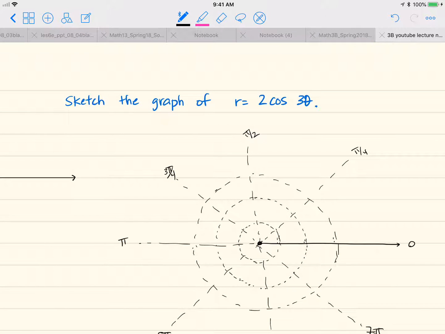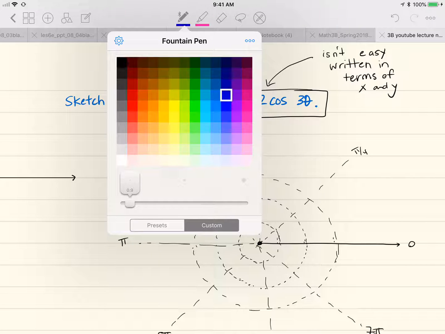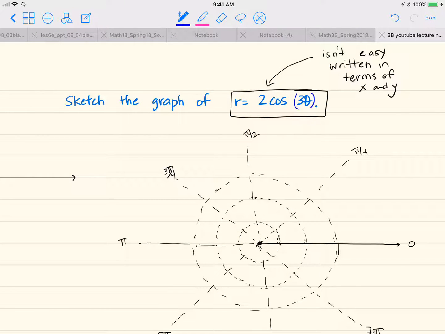Okay, so I want to show you how to sketch the graph of r equals 2 cosine 3 theta. And probably the key is that you can try to manipulate this equation, but it isn't easily written in terms of x and y. So you can play around and try to multiply and all of that. What we are left with is essentially trying to sketch. So you see here it says sketch the graph.